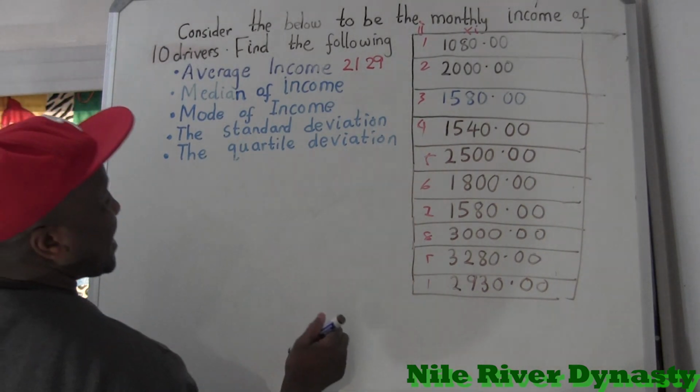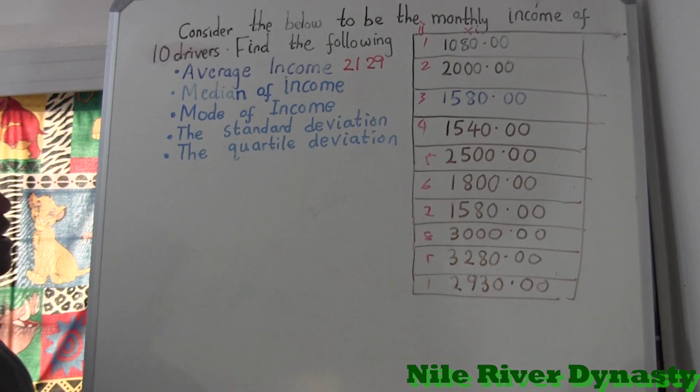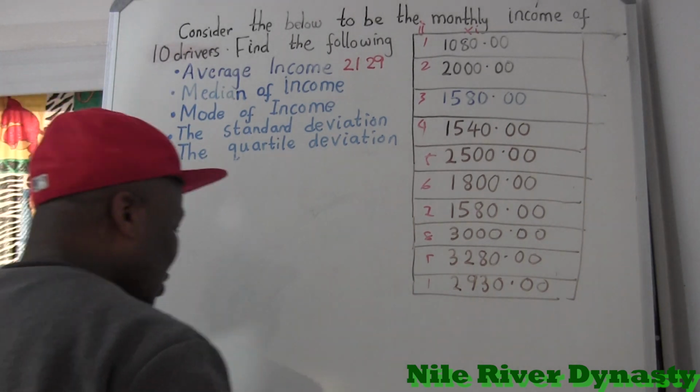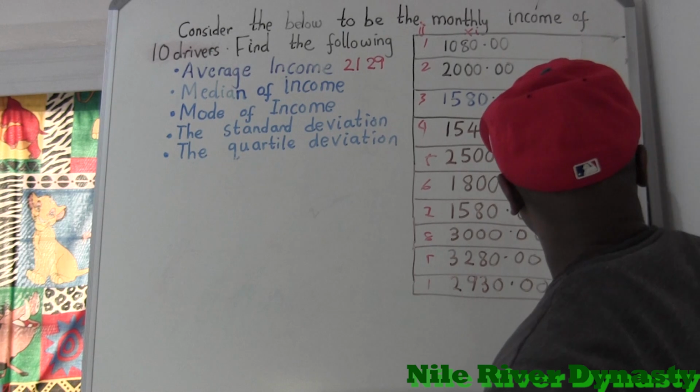So the smallest one is going to be 1080. This is the smallest one. Or maybe I can rearrange next to it so I can save space. Since we want to get the median, let's rearrange here just so we can save space.